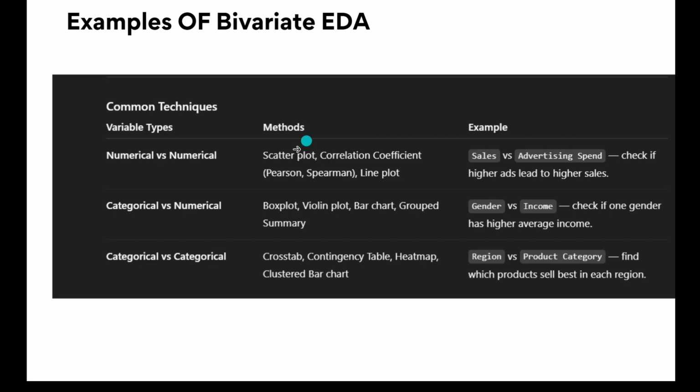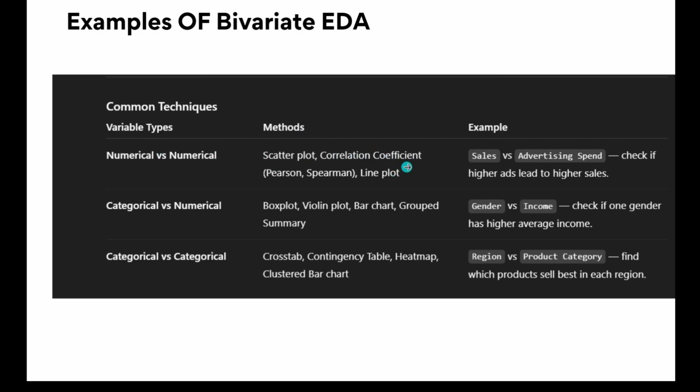Knowing the type of graph or the type of visual to use when performing your EDA is very, very important. So after this tutorial, I'm going to be creating another tutorial where we can actually talk about suitable graphs or suitable visuals for each type of column. Now, you actually use your scatter plot when you are comparing two numerical values.